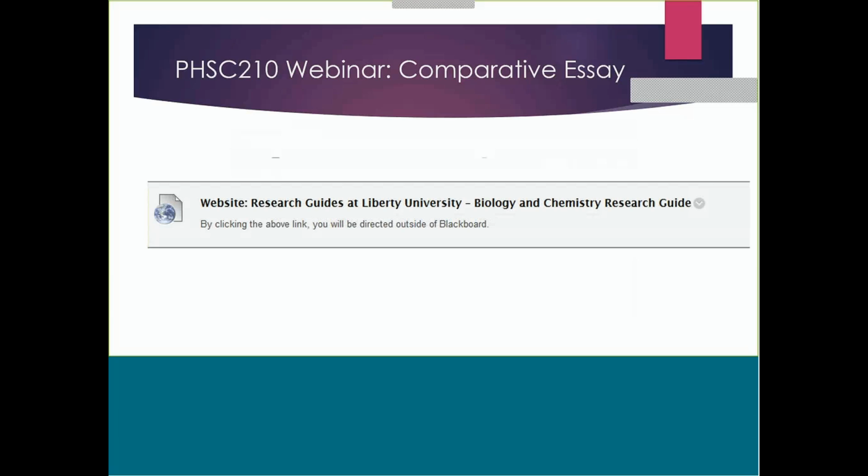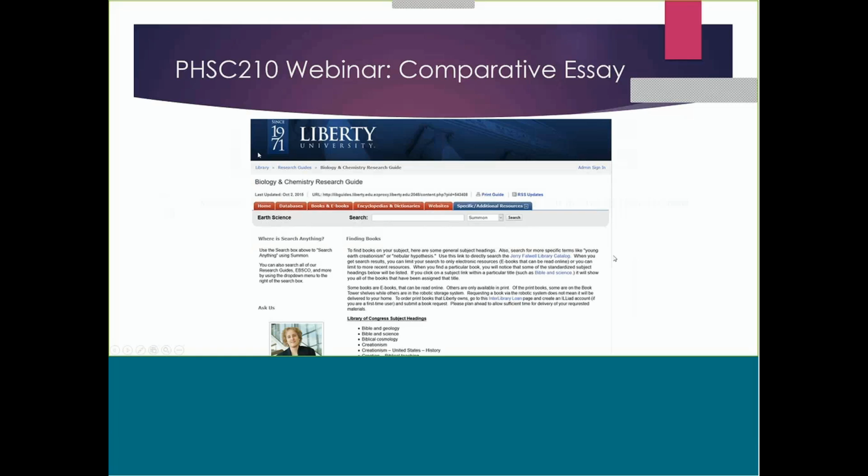So that link down there at the bottom, entitled Website Research Guides at Liberty University Biology and Chemistry Research Guide, by clicking that link, it will take you to a special page in the library that looks something like this. So this is it. It says Biology and Chemistry Research Guide, but look at this. This is your topic, Earth Science. And then you can scroll down here and you can view all these different sources. And most of those are books or journal articles, periodicals, and other forms of sources or references that you can use for your research.